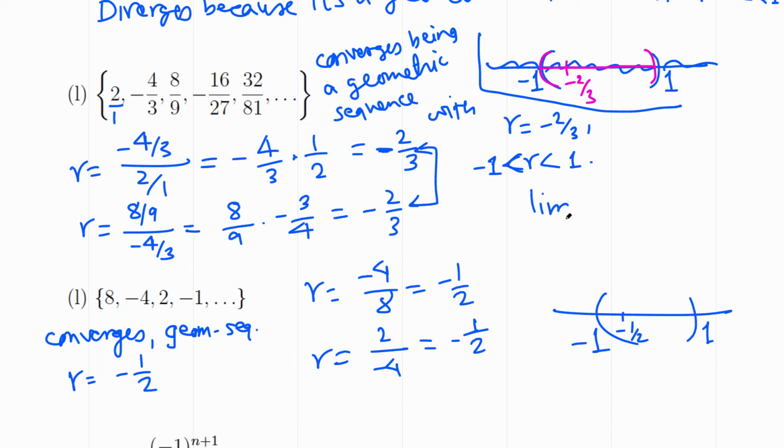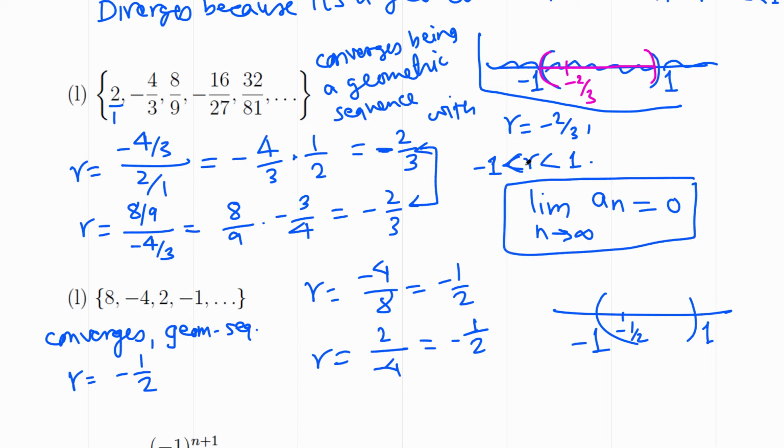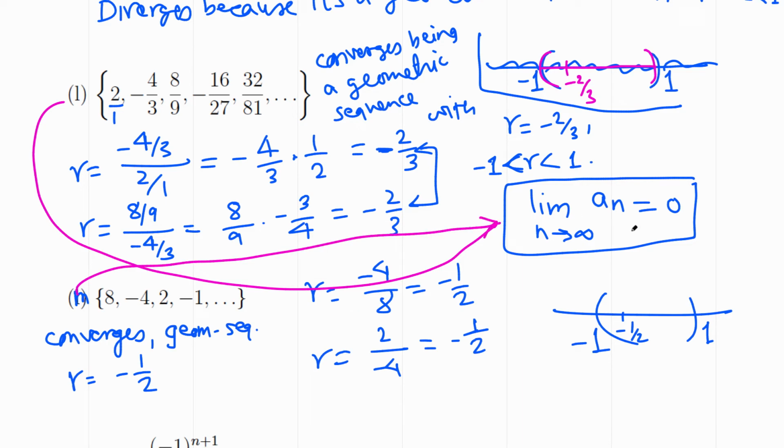So the limit, if I denote the general term by an, when n goes to infinity, will be 0, because the common ratio is in between -1 and 1. It's the same thing for both.